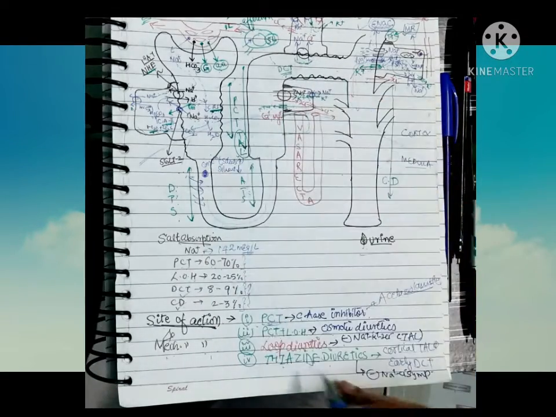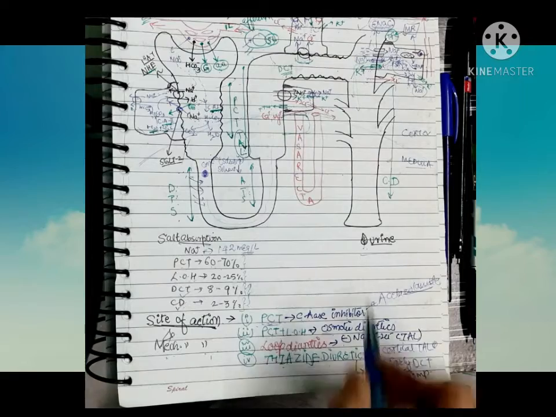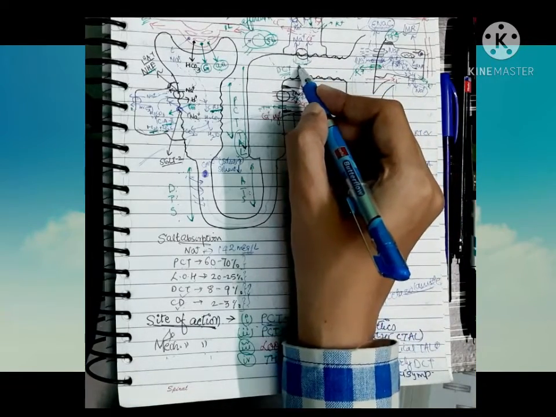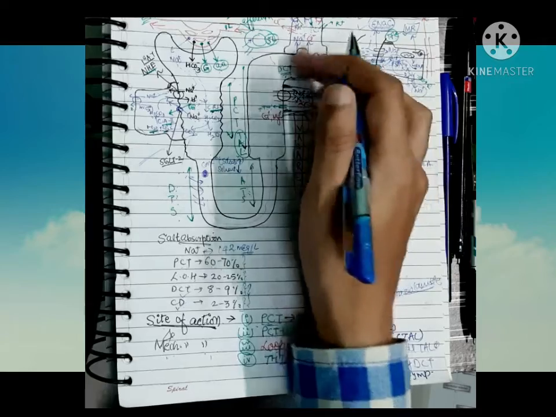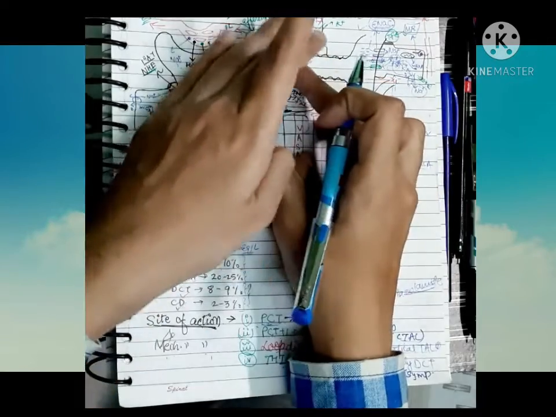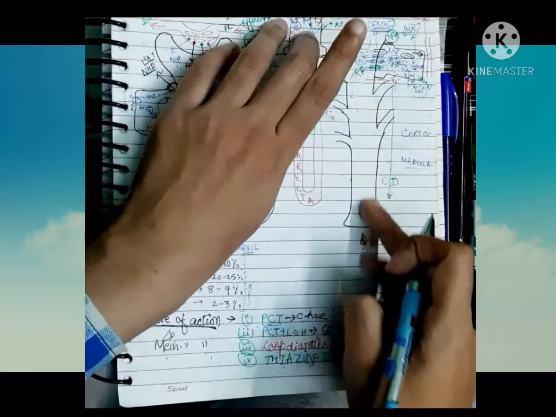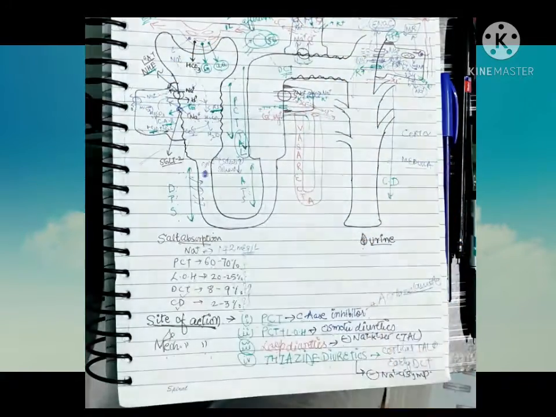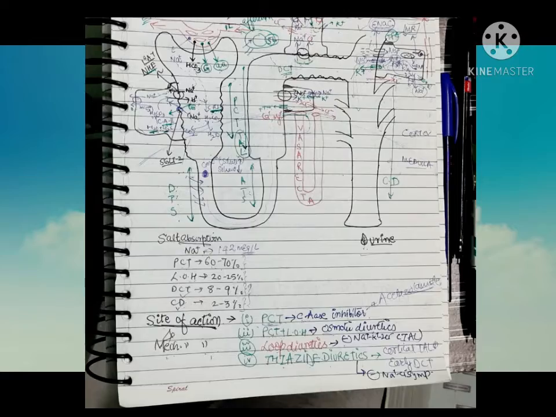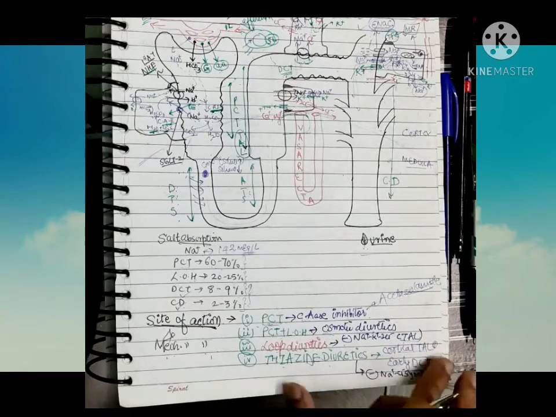They are called thiazide diuretics. They will inhibit this sodium chloride co-transporter, or symporter. Sodium chloride will be inhibited, then sodium chloride will find another way to move, which is to pass into the urine. Then diuresis will occur. This is about thiazide diuretics.